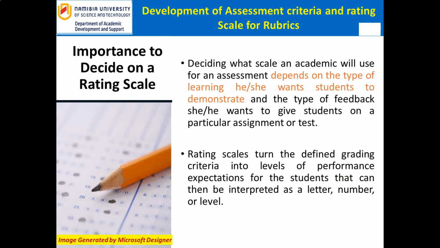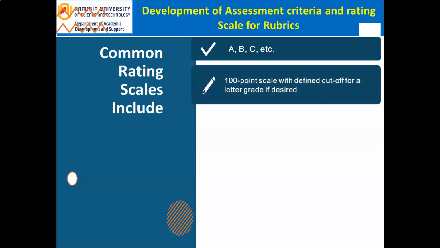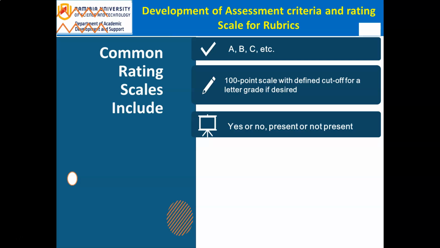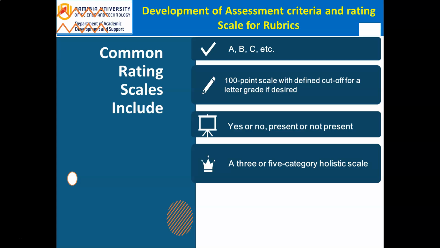Common rating scales include: 1. A, B, C, etc., with or without plus and minus. 2. A 100-point scale with defined cutoff for a letter grade if desired, for example A equals 100 to 90, B equals 89 to 80, or a B plus equals 89 to 87, B equals 86 to 83, B minus equals 82 to 80. 3. Yes or no, present or not present, if the rubric is a checklist of items students must show. 4. A 3 or 5 category holistic scale, such as: 1. below expectations, meets expectations, exceeds expectations; 2. not demonstrated, poor, average, good, excellent.